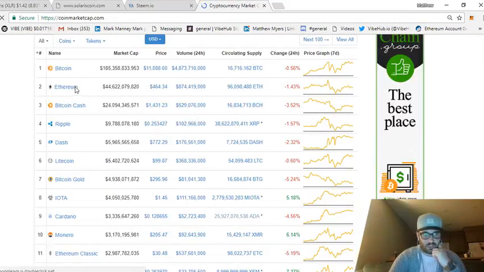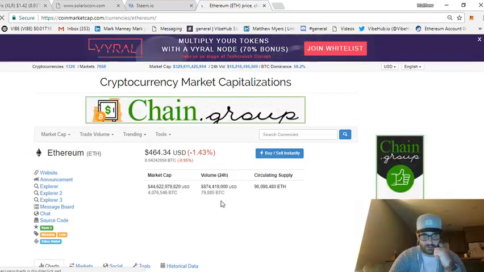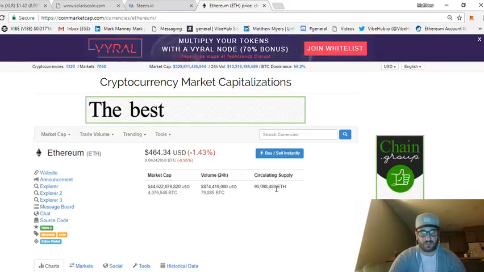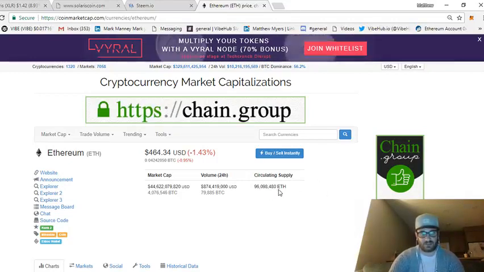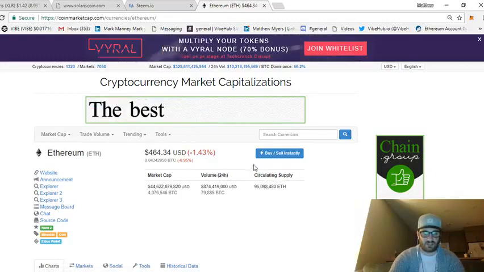Then you go look at Ethereum. Ethereum has about 96 million coins in their circulating supply. If there was only 16 million in their circulating supply, the price per Ethereum would be much higher. So it all really matters what the circulating supply is and what the price is per coin.